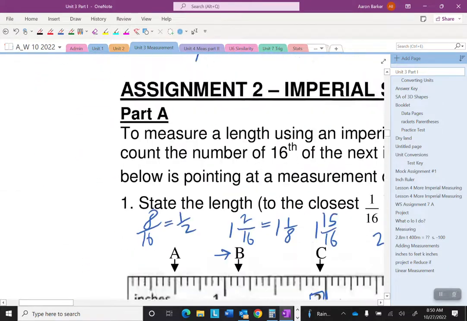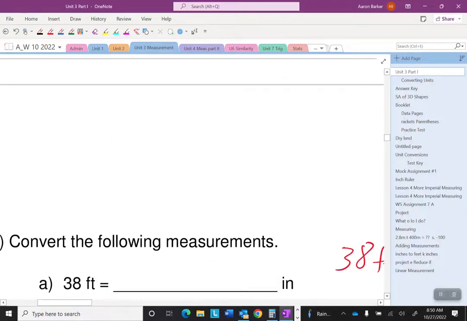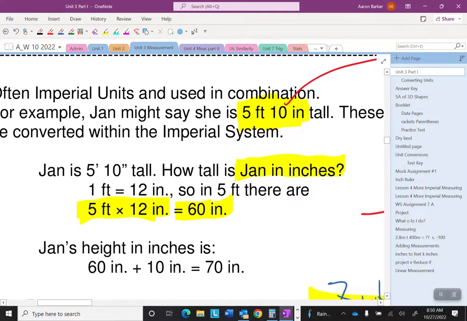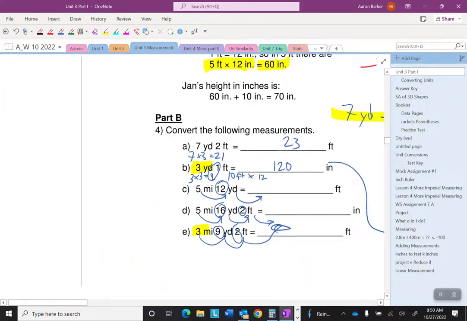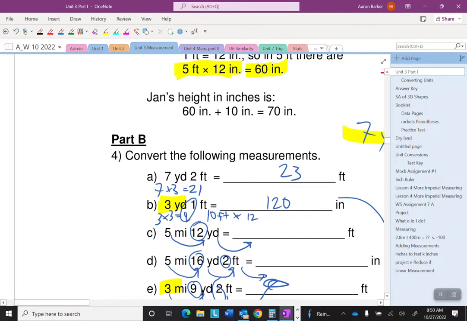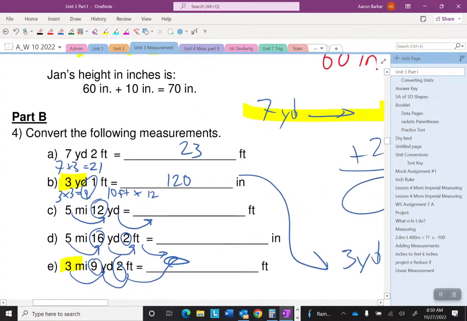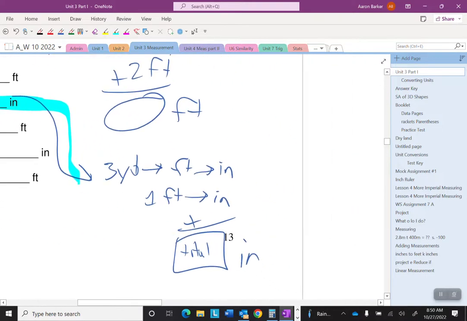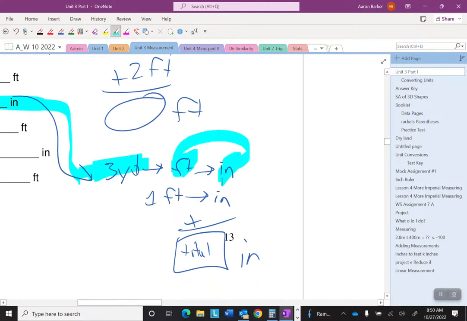All right, any other questions you guys have about the conversions? No, that's a one-time thing. So you can see here, you got to convert yards into feet, yards into inches, and feet into inches. So part B is going to be tricky. Let's have a quick look at question B. You got 2 things to convert. You have 3 yards to convert into feet, then you can convert them into inches. You also have 1 foot to convert into inches, and then you add them up for the grand total.